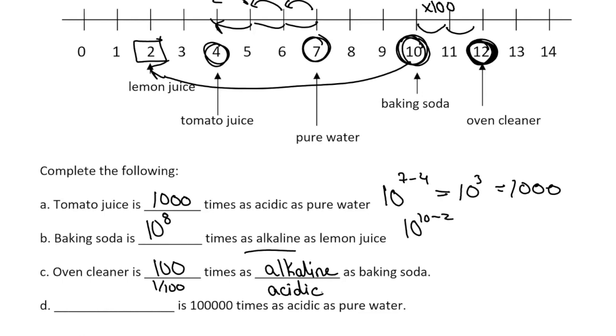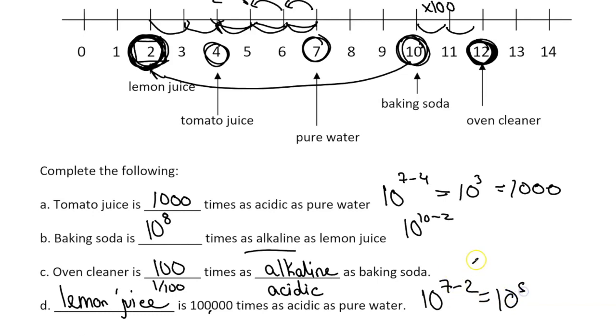Okay. Part D, what would be 100,000 times as acidic as pure water? Well, let's look on our scale. 6 would be 10 times, 100 times, 1,000 times, 10,000 times, 100,000 times. It would be lemon juice. All right, and that's 10 to the power of 5. You could have got that by saying something like this, if that helped. So we must have a reading of 2.0 on our acidity scale.